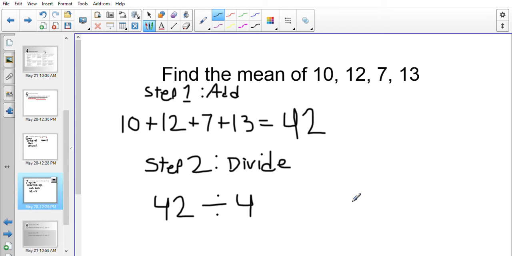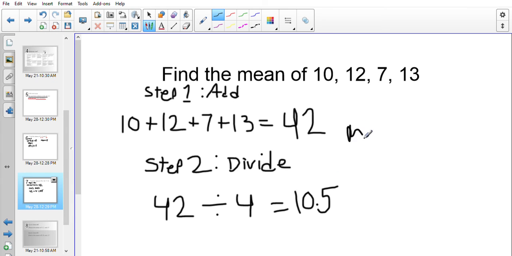Okay? And 42 divided by 4, drum roll, is 10.5. You might be asking yourself, Mr. Marlowe, is there a decimal? That's totally okay. It's okay to have a decimal. The questions that you encounter might ask you to round. So if I said round this to the whole number, we would round to 11. But this is totally okay.